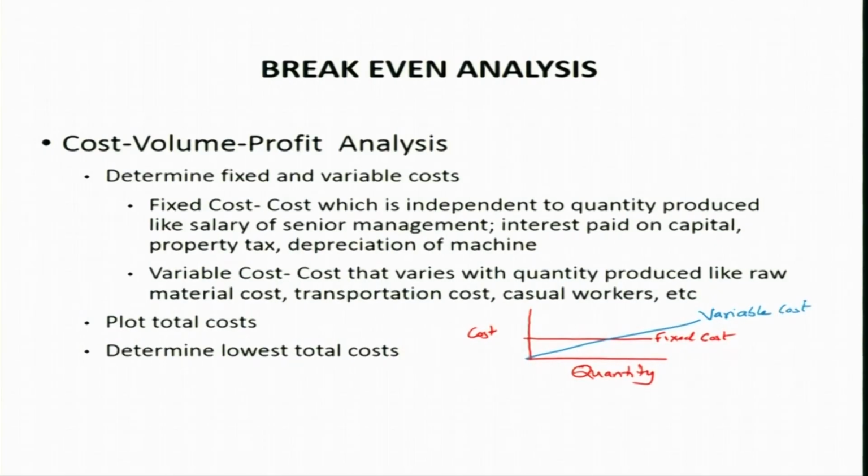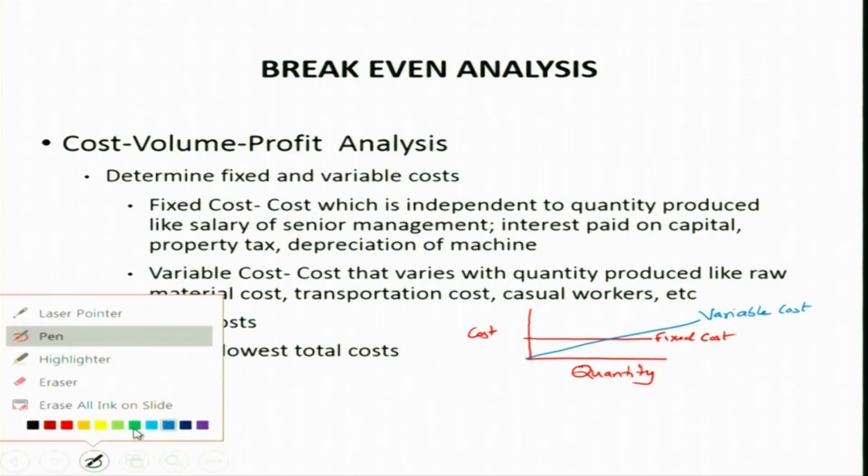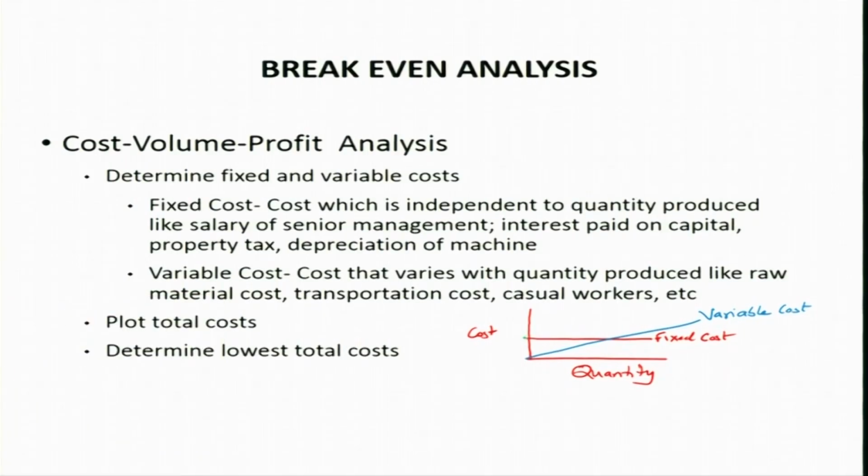Variable cost varies with the quantity produced. If we combine these two curves together, then we get a line which will go parallel to the variable cost, and this will be the line of total cost. Total cost means the total of fixed cost as well as variable cost.